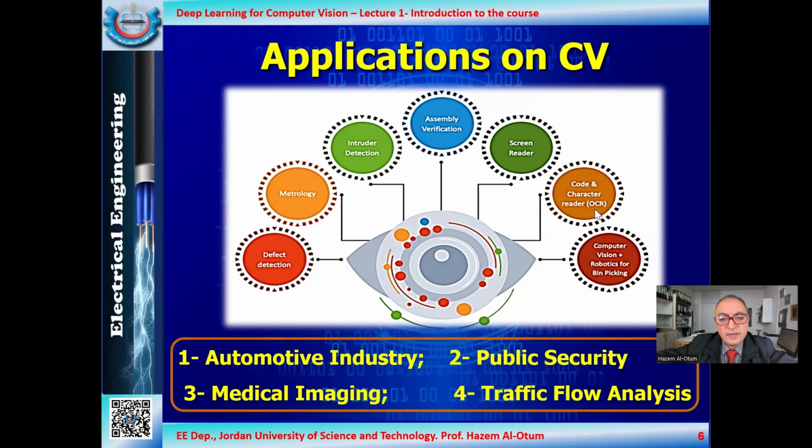The list is very long, and you can find computer vision also in robotics, mainly in robotics, for picking and for any other application. And actually, robotics is a very hot area of implementation of computer vision applications, in fact.